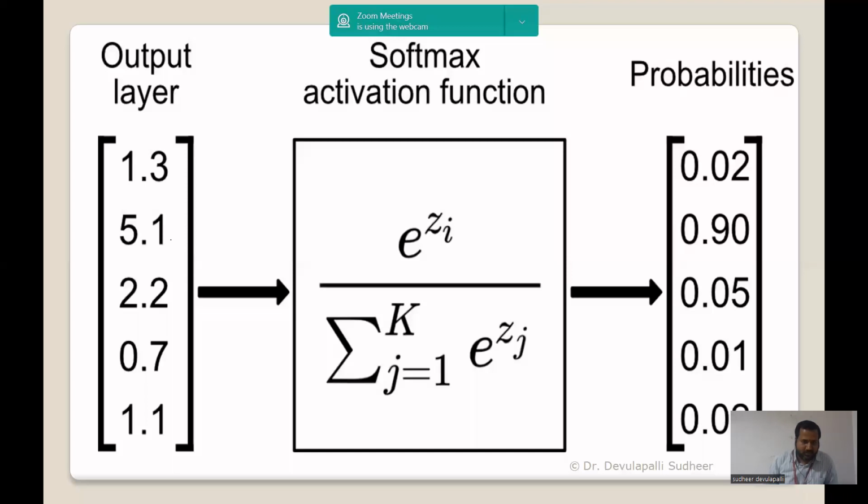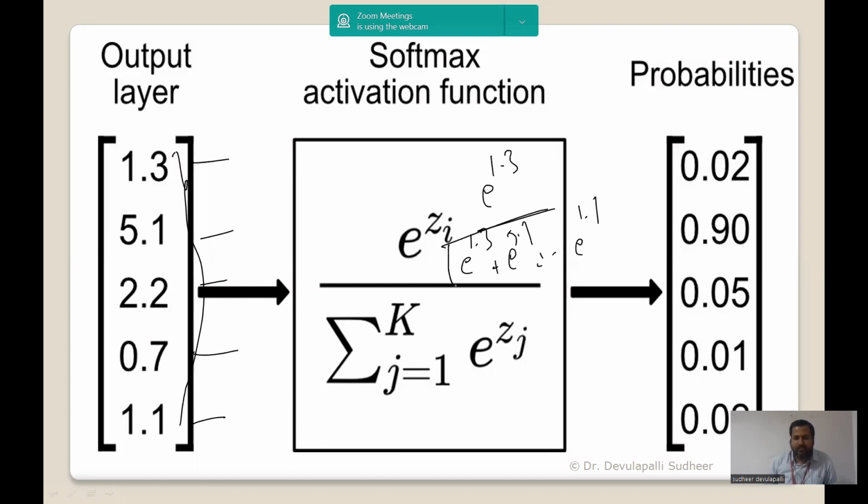For example, you have 1, 2, 3, 4, 5. Your output layer has 5 neuron values, so the output layer is producing 5 values. That means you have 5 classes. If you want to find the probability corresponding to the first class, second, third, fourth, or fifth category, you apply the same formula: e power 1.3 divided by the sum of all the categories, e power 1.3 plus e power 5.1 plus, and so on, e power 1.1. So you will get a normalized probability value among all 5 classes. The normalized probabilities will be between 0 and 1. Whichever gets the highest probability value, that category will be predicted as your output.